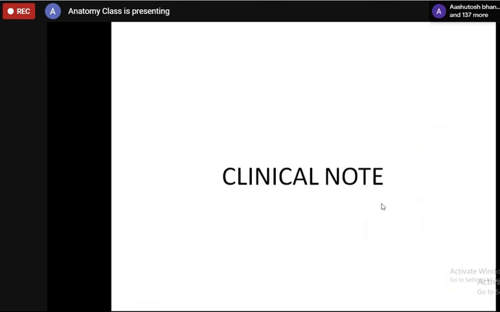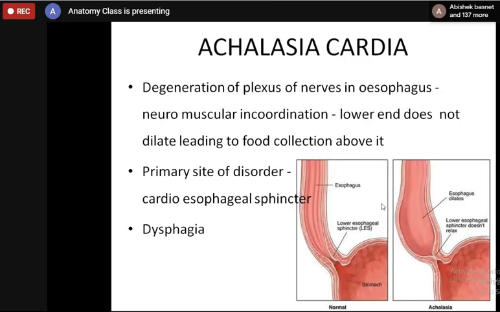So we'll go for the clinical note of the esophagus, which includes one of the important conditions known as achalasia cardia. What happens in this condition is degeneration of the esophageal plexus, mainly the parasympathetic nerve fibers. If the fibers present within the wall of the esophagus are damaged or degenerated, neuromuscular incoordination occurs.